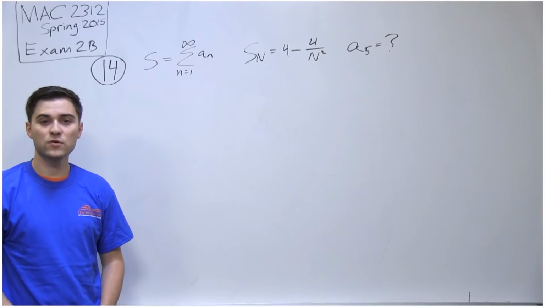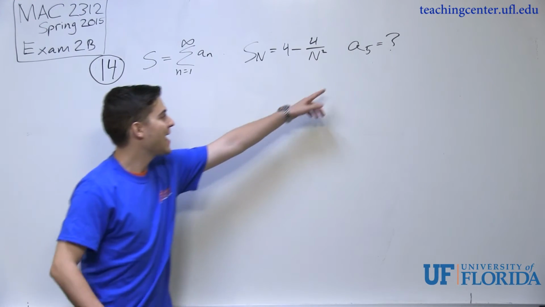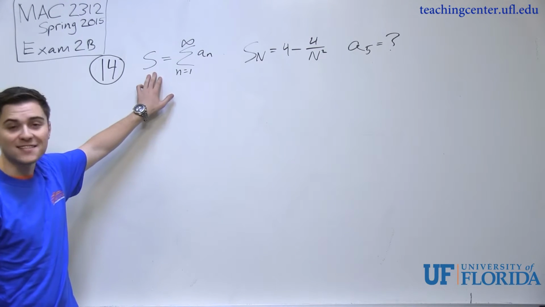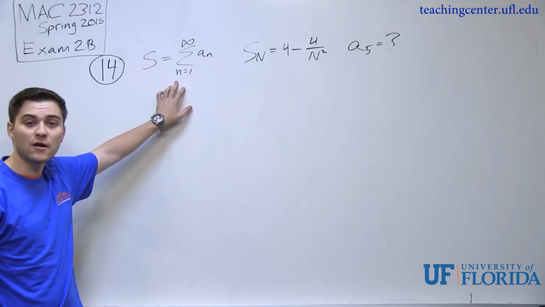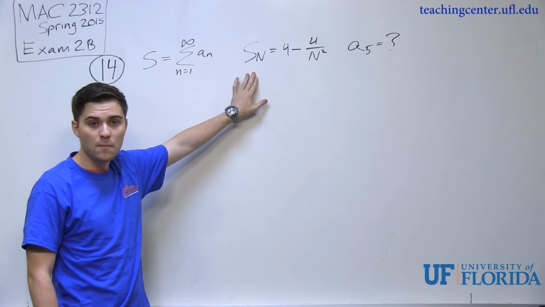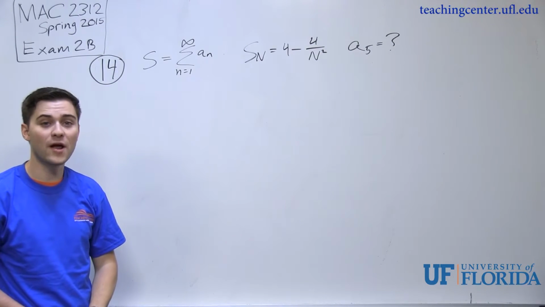So problem number 14 is asking us to find one term in a series. It's asking us to find a sub 5 in this case. Now it gives us what S is. It says that S is equal to the summation of all the a sub n terms. And it also gives us a partial sum formula in this case. It says that S sub n is equal to 4 minus 4 over n squared.